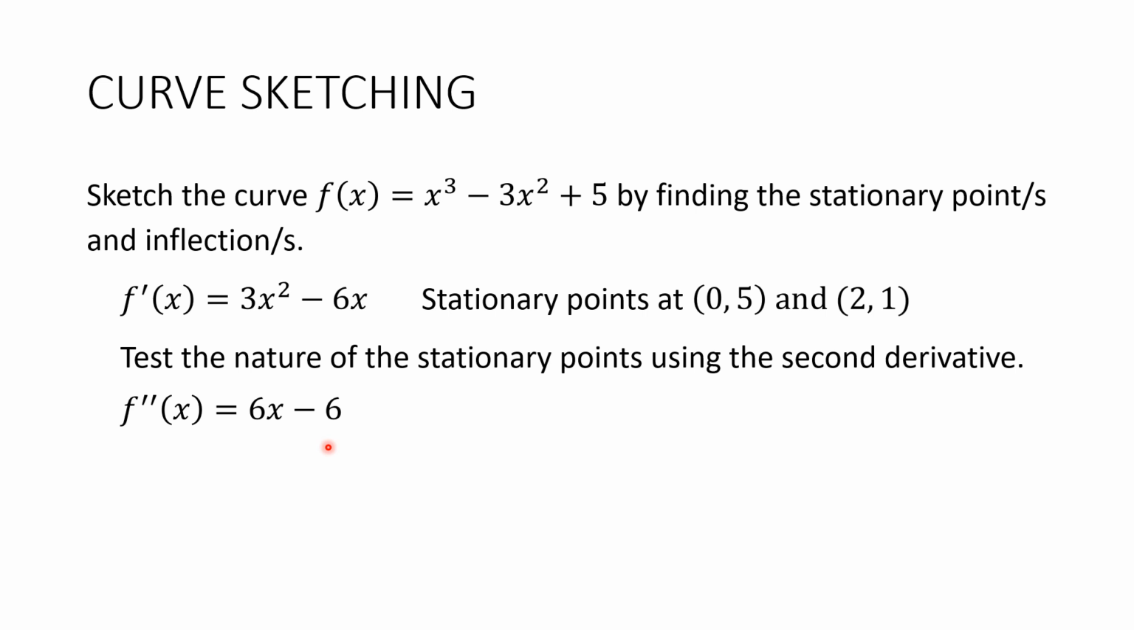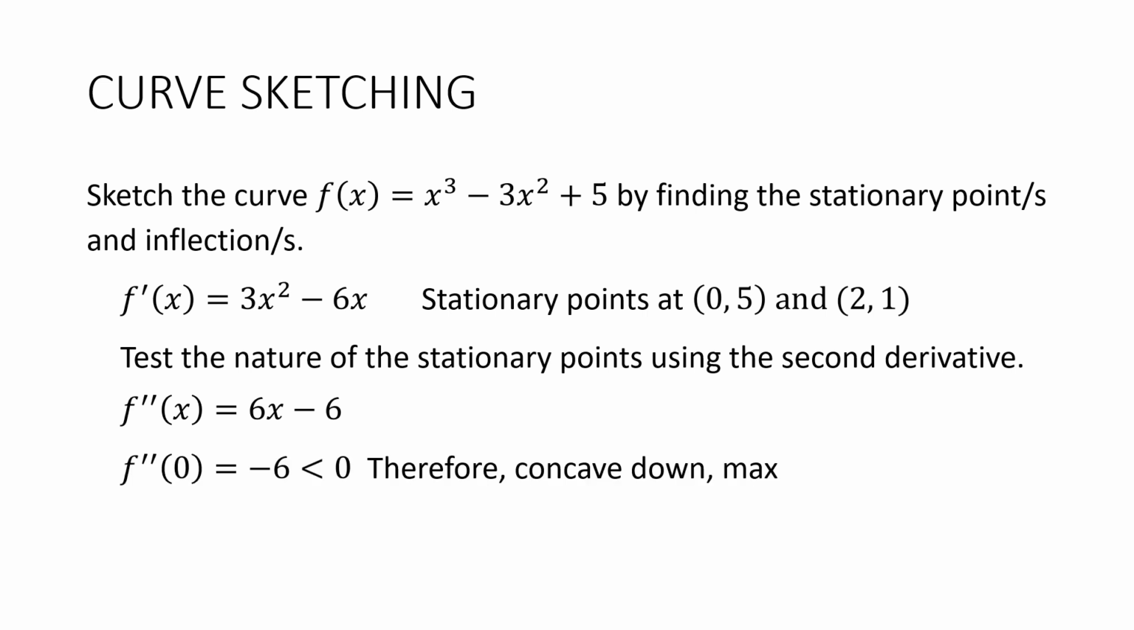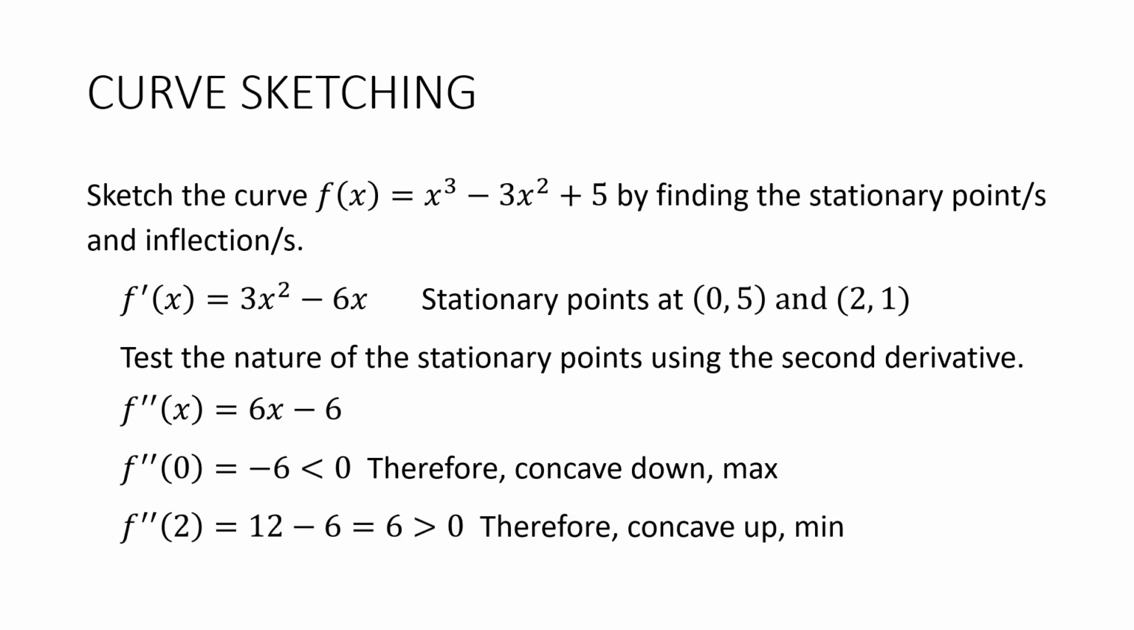So let's start with x is equal to 0. f''(0) is equal to negative 6, which is less than 0, therefore it is concave down. Concave down is a maximum. Now let's do x is equal to 2. f''(2) is 12, take away 6, which is 6. Greater than 0, concave up, it's a minimum.